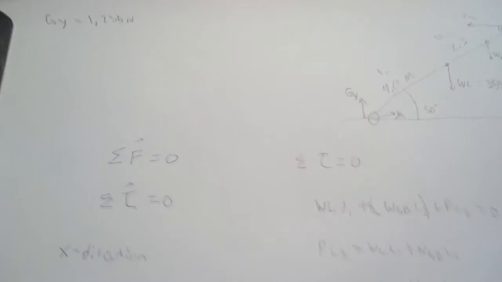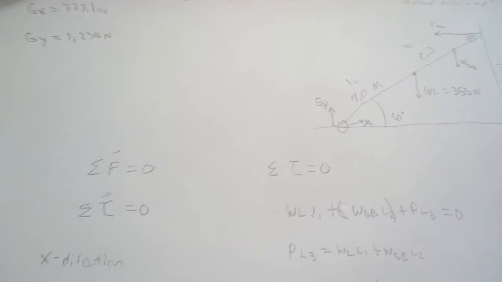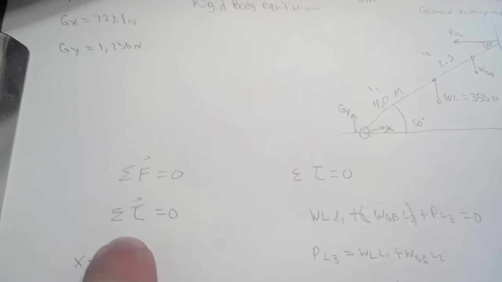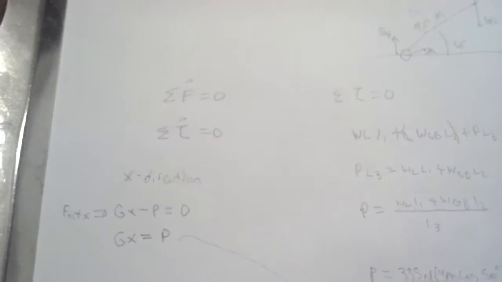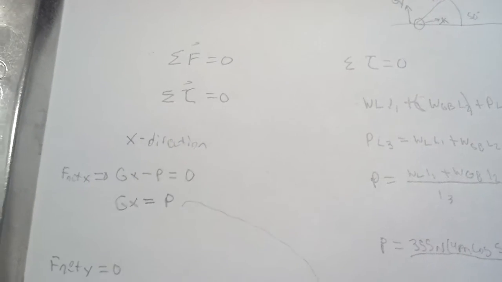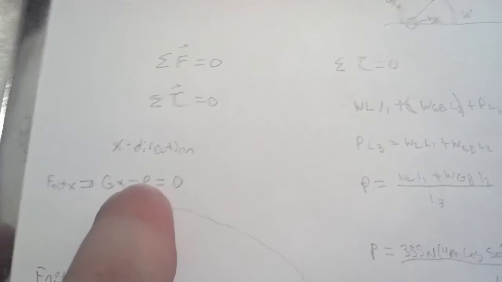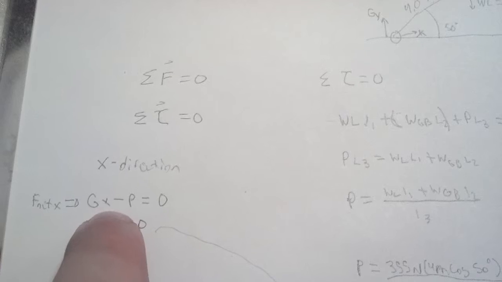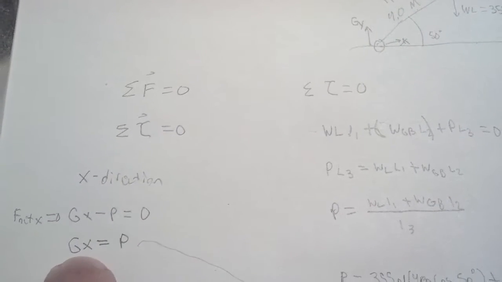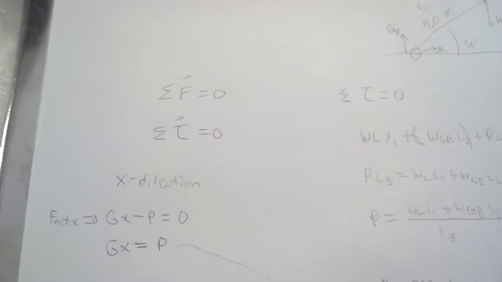Alright, so since this problem is in equilibrium, all the forces have to equal 0, and the torque has to equal 0. The first thing we want to do is find everything in the x direction. So the forces in the x direction: gx minus p equals 0. So therefore gx equals p.